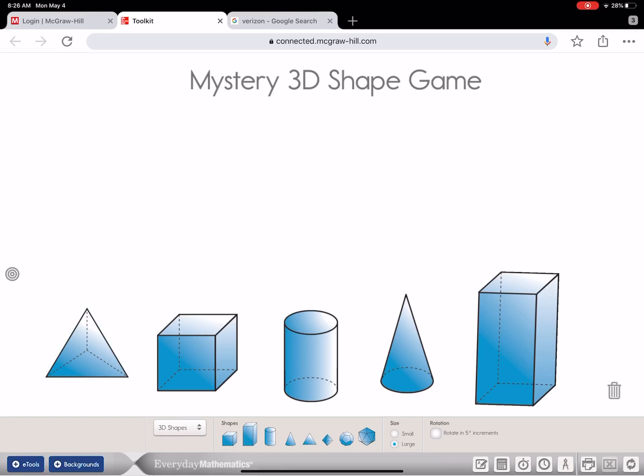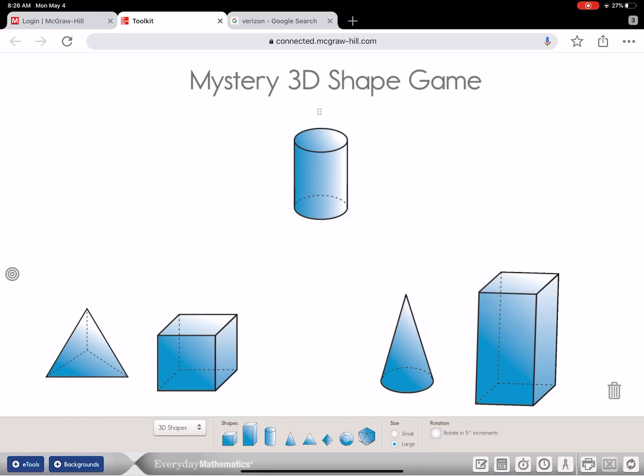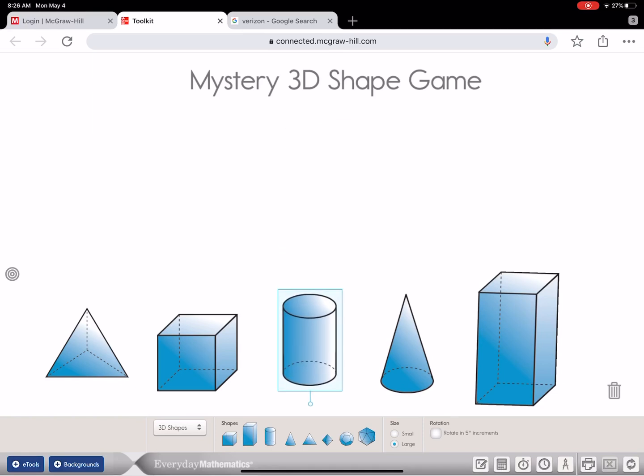All right, next shape. Here we go. Here are your clues. This shape has 2 circle faces and can roll. What 3D shape am I thinking of? Dun, da, da, da. A cylinder. Yes, a cylinder has 2 circle faces, one at the top and one at the bottom, and it can roll.